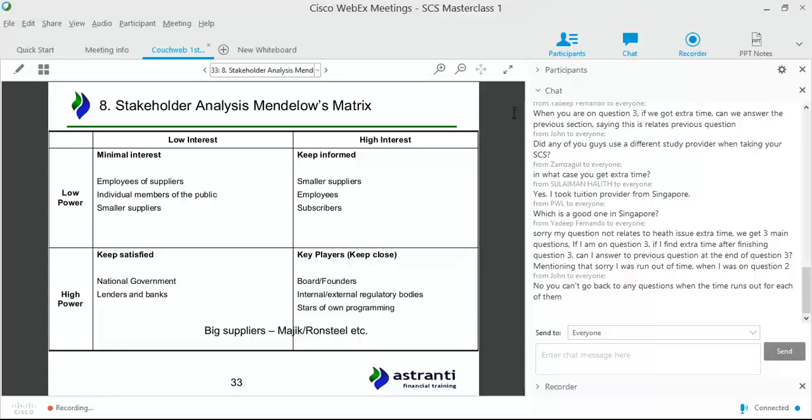And finally we have our key players box, which would contain the founders and the board. Obviously they have a lot of power and care very deeply for what's going on in the organization. The founders in particular, it's their company, it's their baby, so to speak. They will not want to do anything that damages it. Internal and external regulatory bodies, broadcasting organizations, etc., ensuring that we're not putting anything online that could be considered offensive or too offensive or extremist or anything like that.